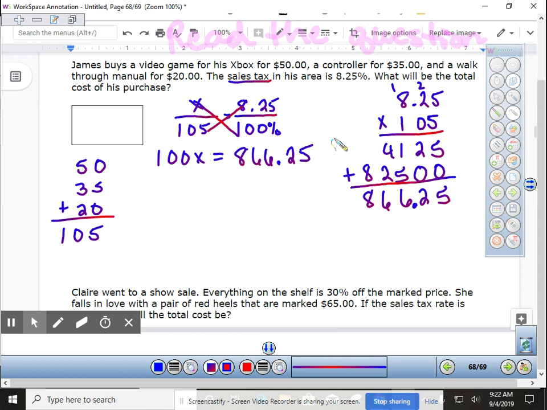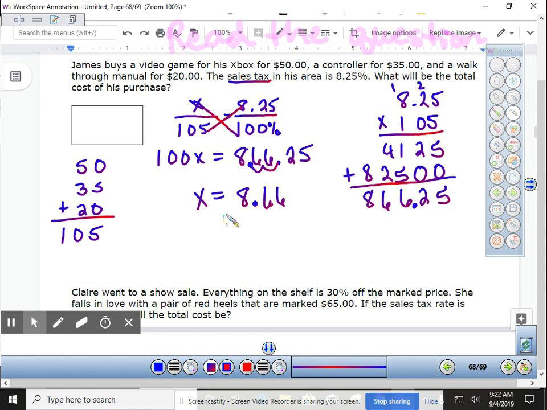What do we do now? 5 and 105, how do we do that? You just move the decimal two places to the left. What is our tax? 8.66625, so it's $8.66.